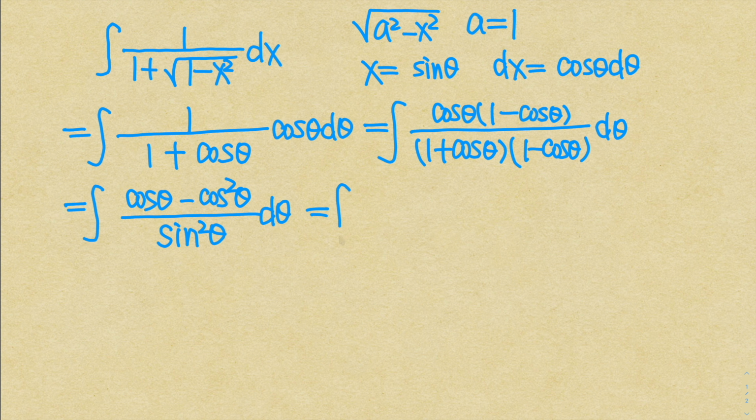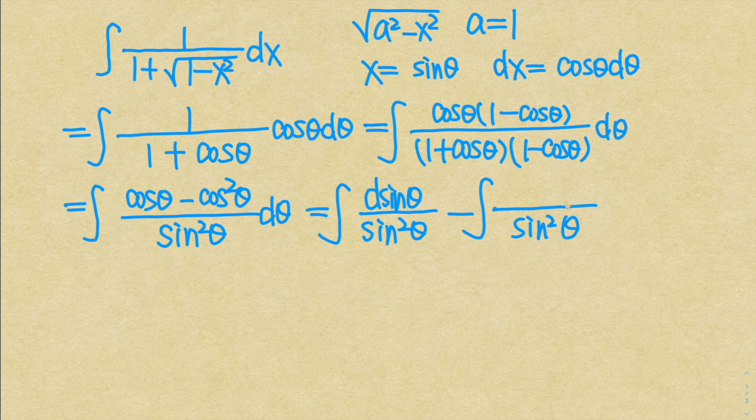Let's expand it and we will have integral of the denominator is sine squared theta itself, and the numerator is cosine theta d theta, which is d sine theta. The second term is integral of the denominator is sine squared theta itself too, and the numerator is cosine squared theta, which equals 1 minus sine squared theta d theta.